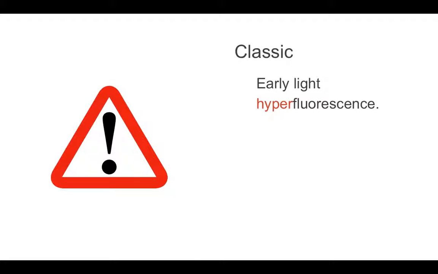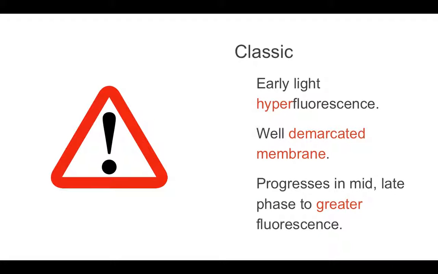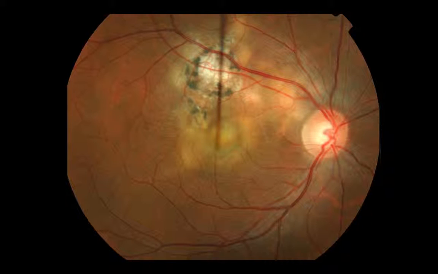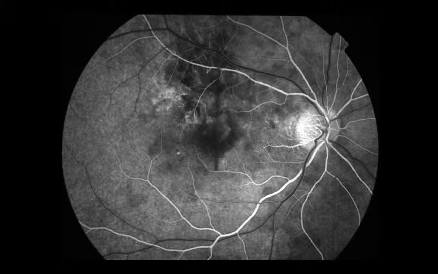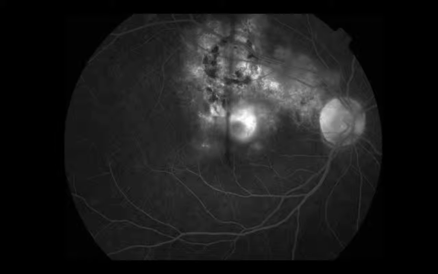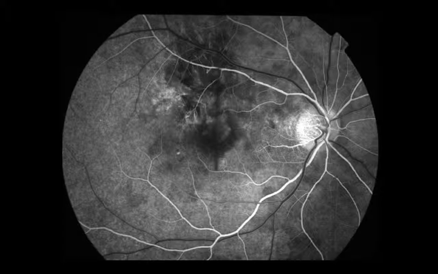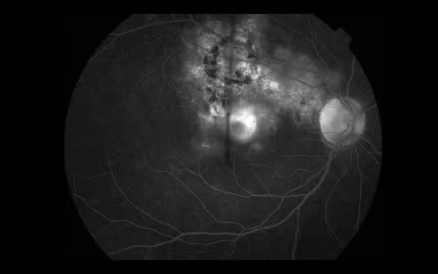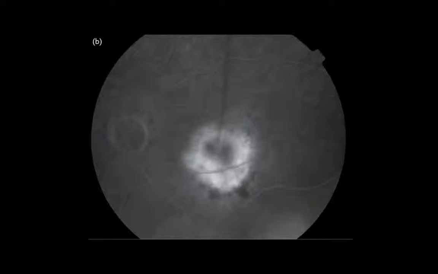So in classical, we get early light hyperfluorescence on the FFA. We get a well demarcated membrane, and it progresses in the mid and later phases to a greater fluorescence. So here's a good, nice color image. Early, mid, and late phases. You can see how it's progressing, becoming increasingly fluorescent, and we have a nice demarcated membrane there. Same here.